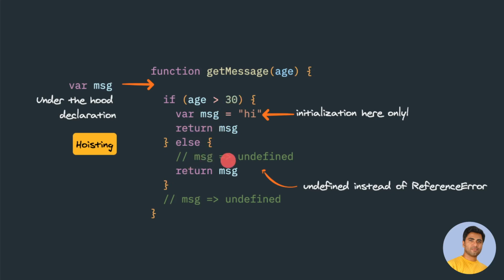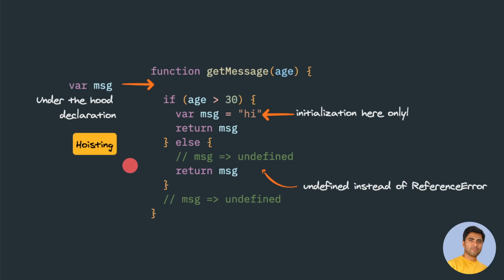But instead of throwing an error, it will return undefined. Undefined means there is no value it contains, but it is able to recognize that you have already defined this message somewhere in this program. So what basically happened is, in technical terms, very popularly known as hoisting. Don't get confused about the word hoisting.